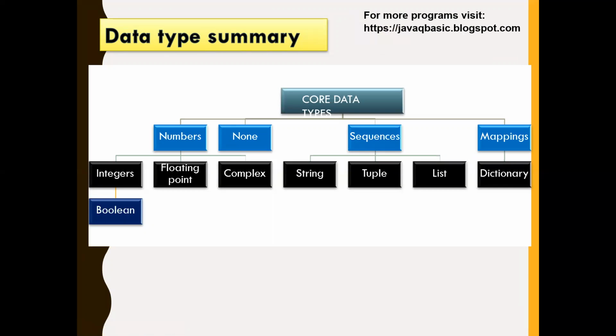Now the summary of the data types. Numbers are integers and boolean, then floating point and complex, then none is there. Another is sequences: string, tuple, list. Another one is mapping, in which dictionary is there.